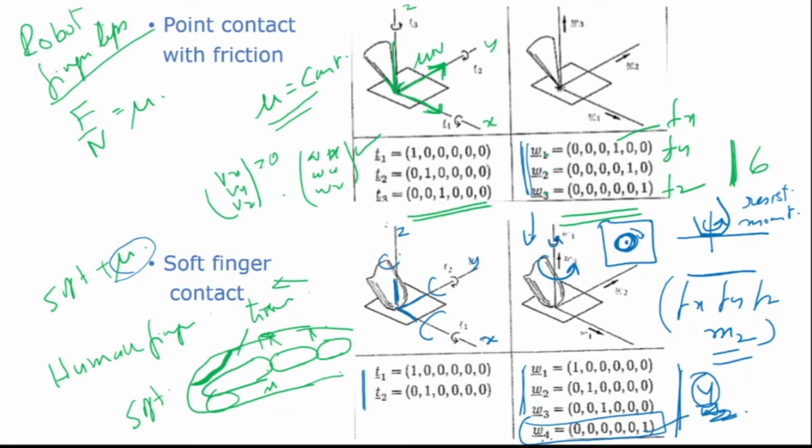And there is one moment in this direction, so it will not allow you to rotate about z. It will only allow you to rotate about x and about y, and that is this one. So wx and wy. It is allowing rotation about x and y axis only, but not about z axis. And again this is 2, so it is 4 plus 2, which is equal to 6.